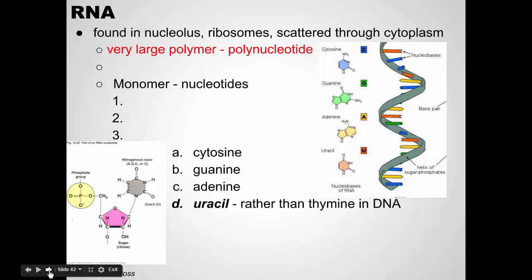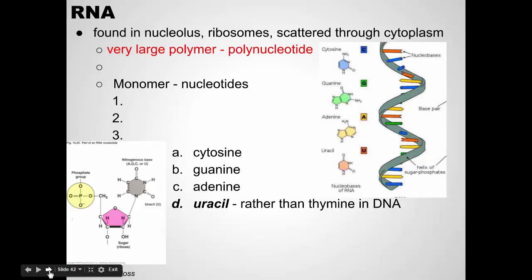And RNA is like DNA in that it's a large polymer. It's made of many nucleotides. We call it a polynucleotide. And RNA is found within a cell. So where is DNA found? Nucleus. Basically just within the nucleus. It doesn't leave the nucleus. Right? RNA, however, can be found in other places. RNA is found in the nucleolus, within the nucleus.